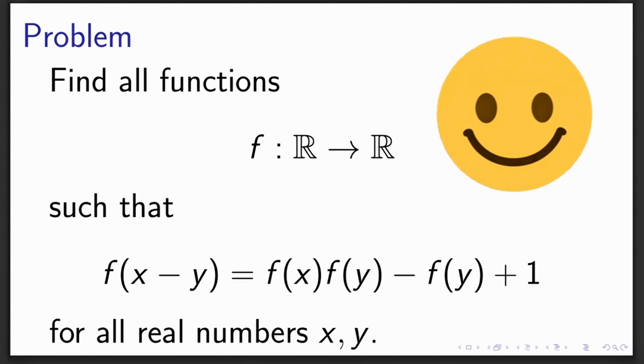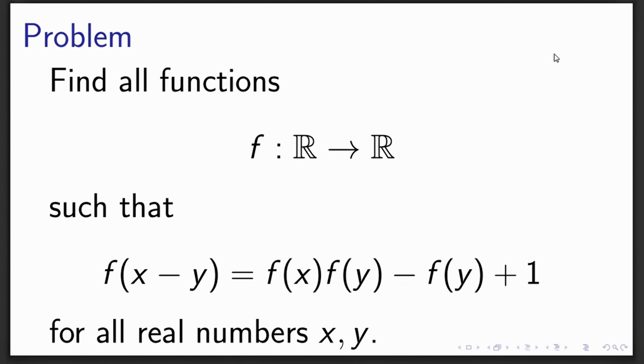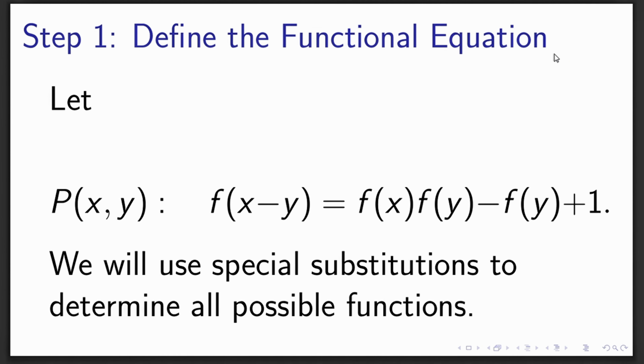Today we have a problem, and the problem is we need to find all the functions such that f(x - y) = f(x)f(y) - f(y) + 1 for all real numbers x and y. Now, first of all, I'm going to let my equation be P(x, y). We will use special substitutions to determine all possible functions that we have.